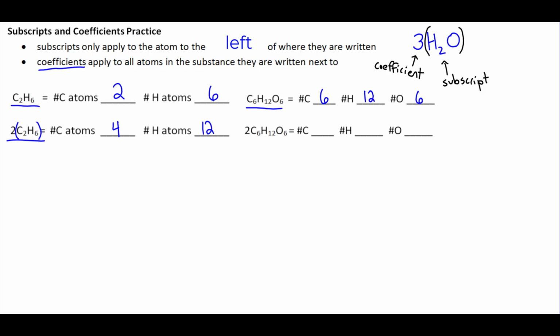But if we put a 2 out in front, I'm going to draw the parentheses probably one last time, that means we double everything inside. And so that's going to be 12 atoms of carbon, 24 hydrogens, and then 12 oxygens. If you've got that, let's go ahead and move on.